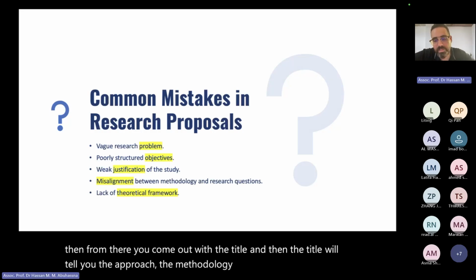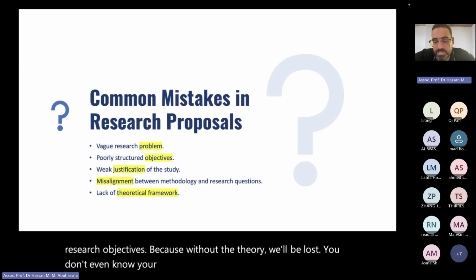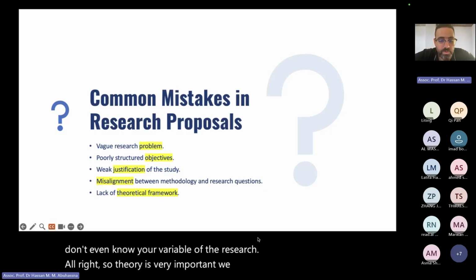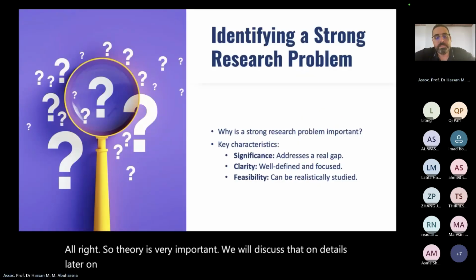How to write the research objectives. Because without a theory, we'll be lost. You don't even know your variables of the research, right? So theory is very important. We will discuss that in detail later on. All right.